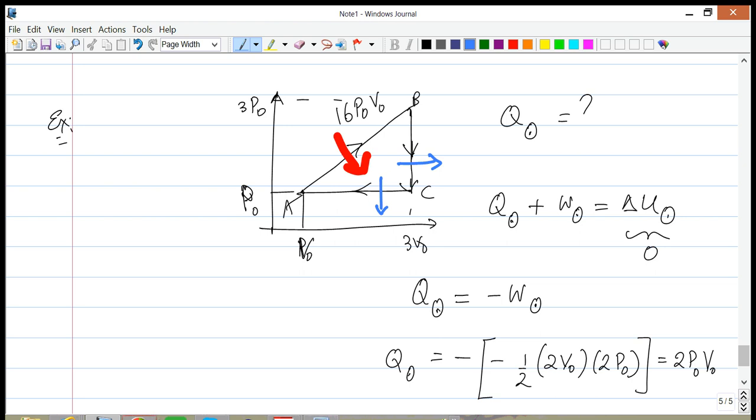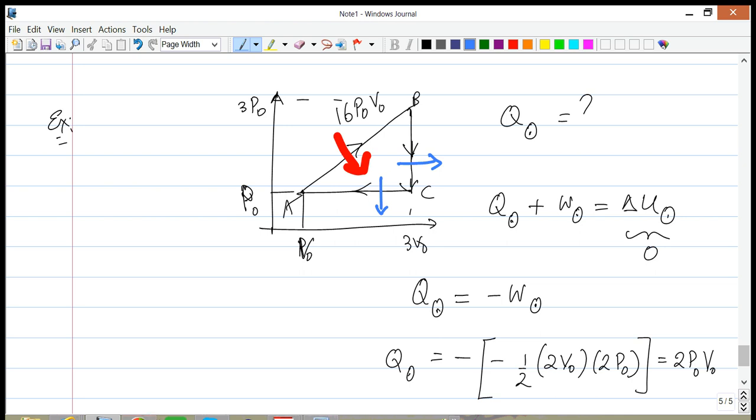So to calculate the heat absorbed or released in a cycle, all you need to do is find the work done, because the net change of internal energy is 0 for a cycle. As a result, Q for the cycle is simply equal to negative of the work done during the cycle. If it's a clockwise cycle, then the work done is going to be negative, as a result of which there will be a net absorption of heat during the cycle. On the other hand, in a counterclockwise cycle, there will be a net release of heat during the cycle.